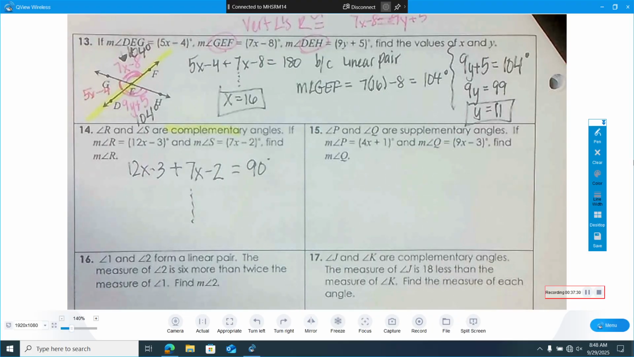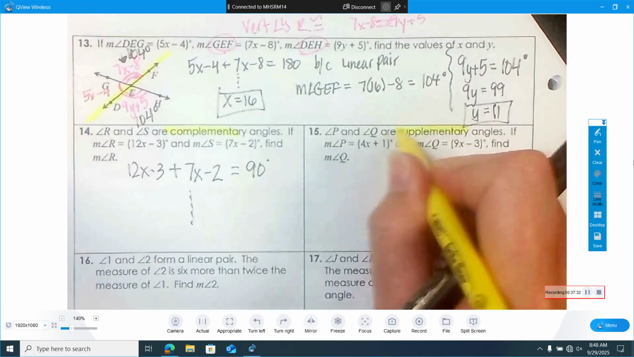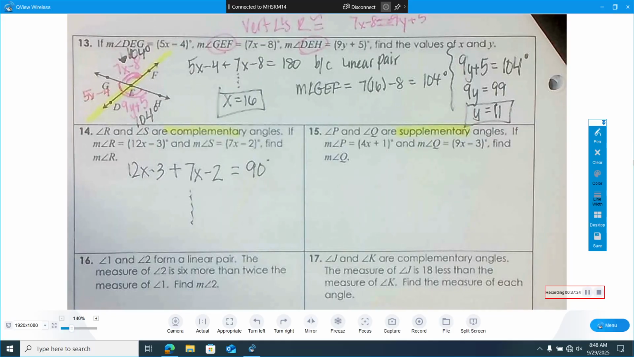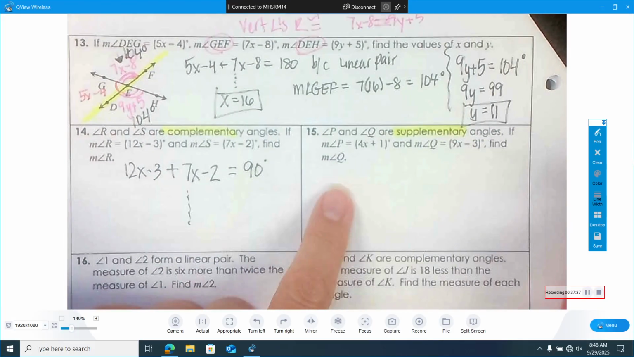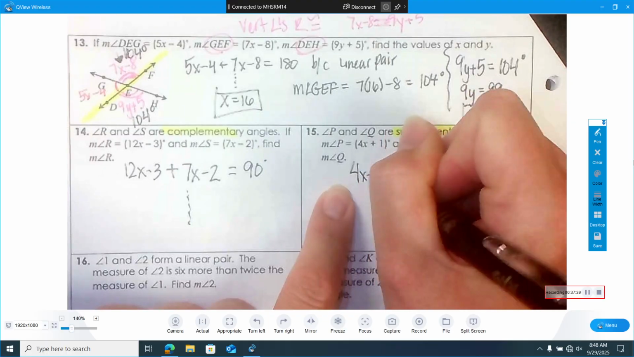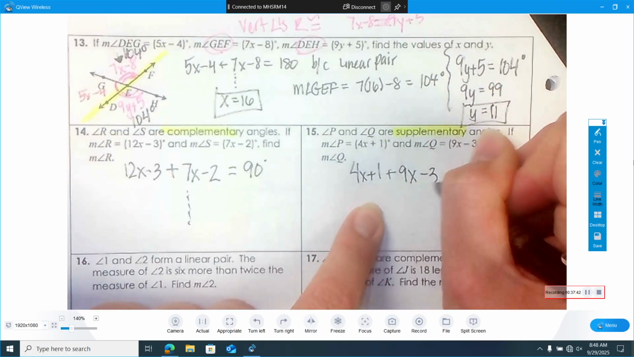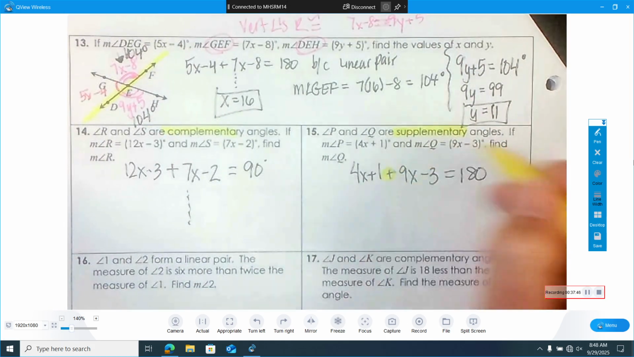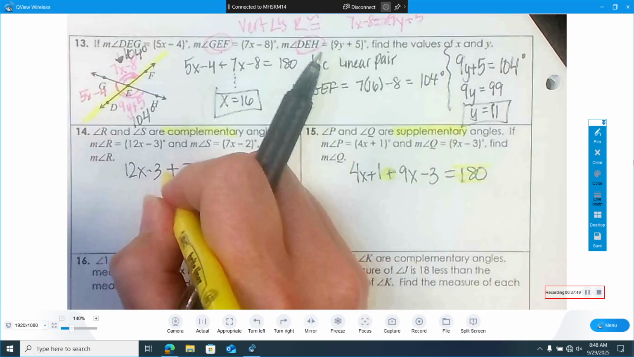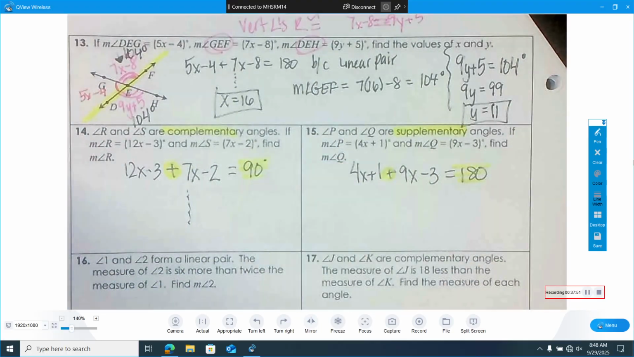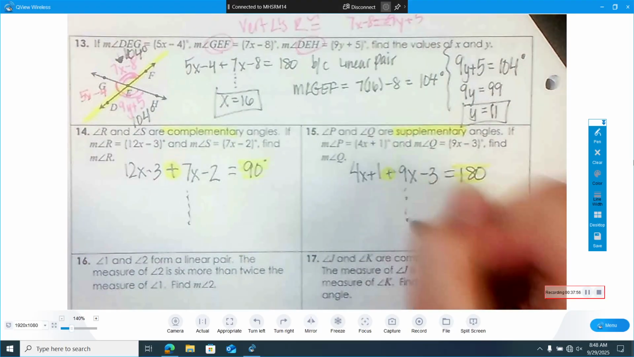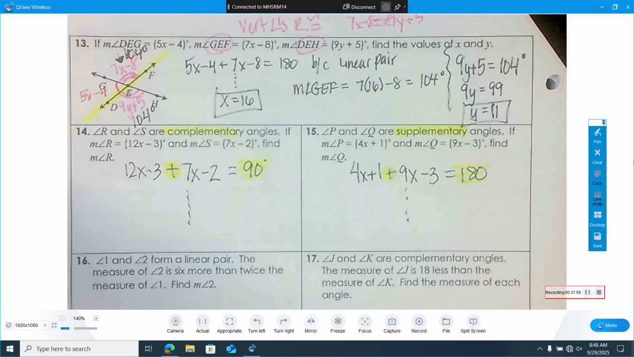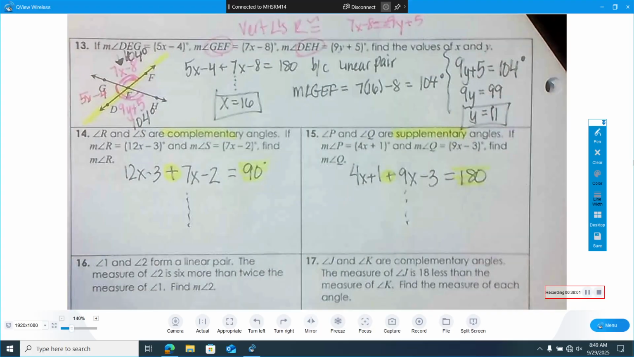All right, P and Q are supplementary. What does supplementary mean? 180. What's the equation we can write for this one? Excellent. All right. So supplementary means things add to be 180. Complementary means things add to equal 90. And so as long as you can set it up, you can solve all day and night. Okay. Do you guys have questions for me so far? Are you good? Got it? Okay, excellent.